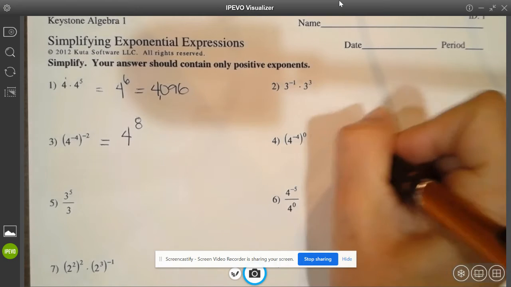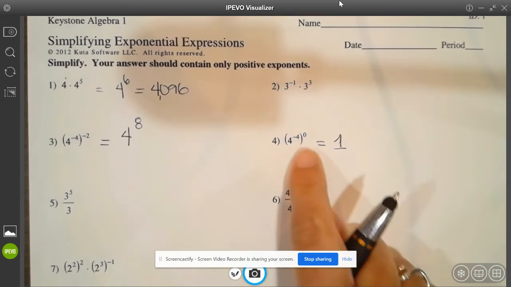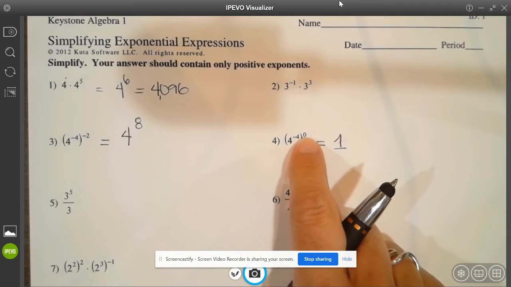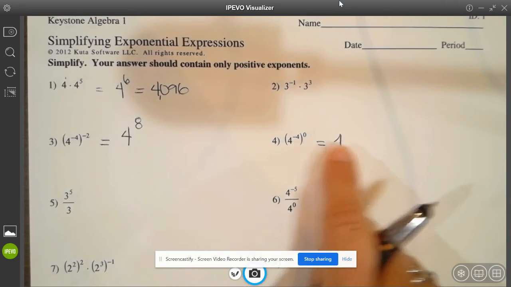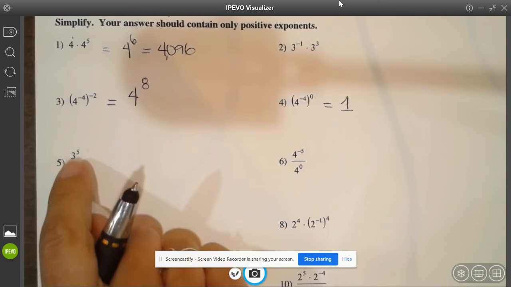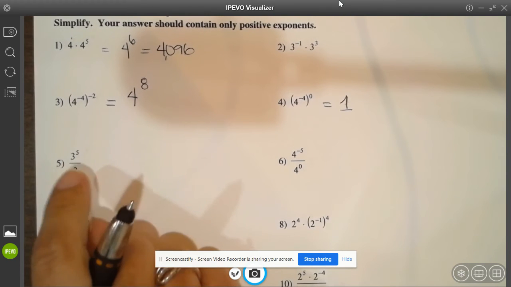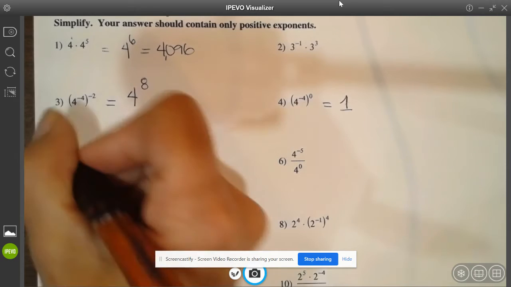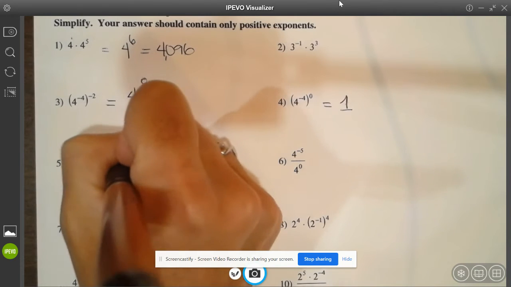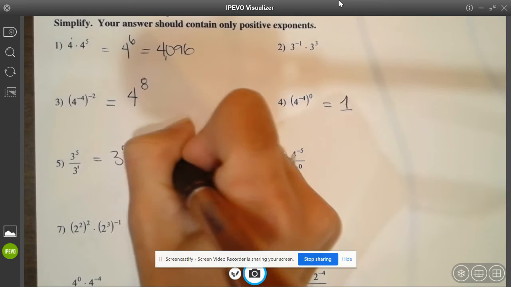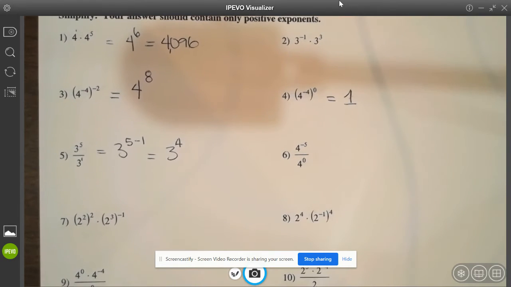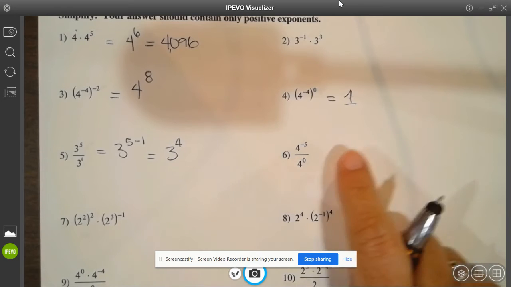Anything to the 0 power? 1. Be careful where things are, though. If everything is inside of parentheses and it's raised to the 0 power, then everything is 1. But be careful what that 0 power is, right? We learned that before. Now, when you divide, we subtract the exponents. So there's a 1 here. Remember, there's not an exponent. So that's 3, 5 minus 1, that is 3 to the 4th power. We're going to leave it like that for the purpose of remembering the laws right here.